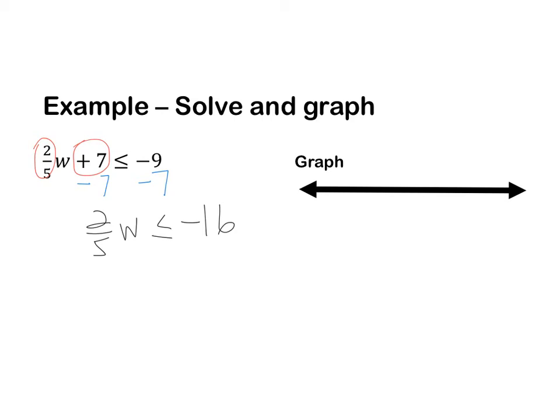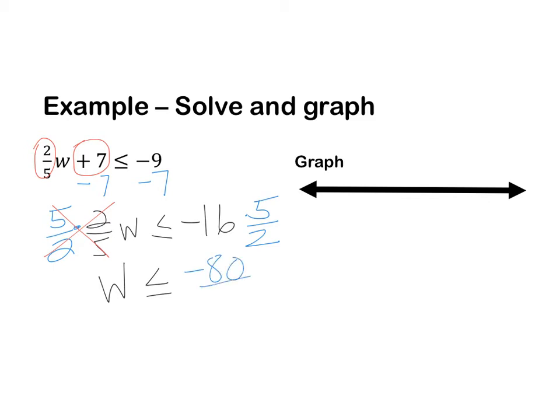Alright, now to get rid of this fraction, I am going to multiply by the reciprocal. Because if you remember from basic arithmetic, if you take a number and multiply it by its reciprocal, it cancels out and you're left with 1, and that is 1W. Now because I multiplied this side by 5/2, I have to multiply this side by 5/2. And that gives me negative 16 times 5 is negative 80.